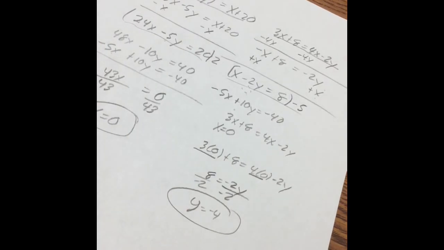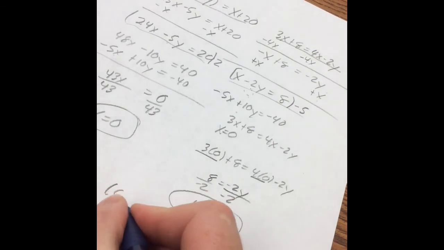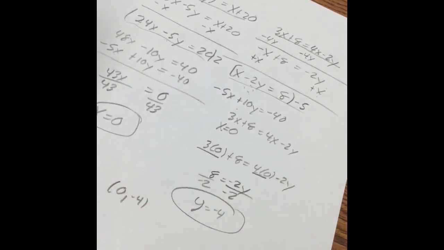All right. So that's probably the hardest problem on there. Let's write it as an ordered pair, 0, -4, and show you one more problem. It's already a longer video than I would like, but these aren't too bad.